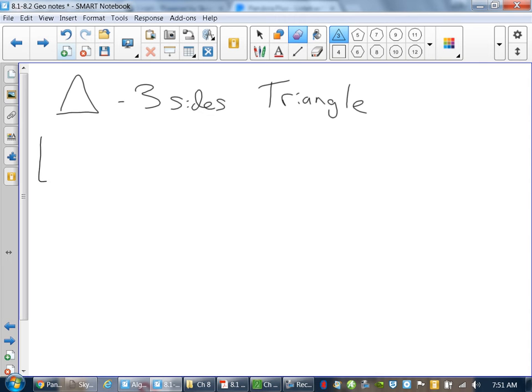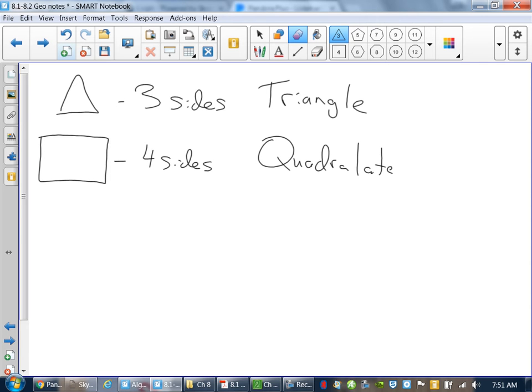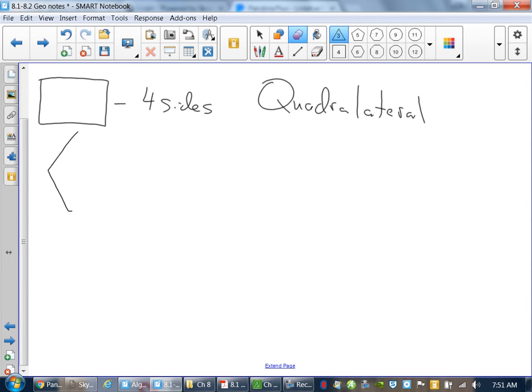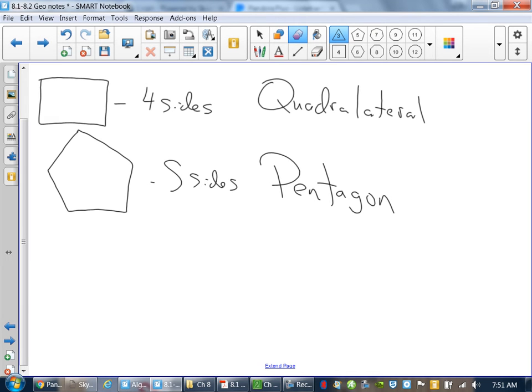And within that, you have kites, parallelograms, rectangles, squares. The famous rhombus is in there. Quadrilateral has four sides. What is a five-sided polygon? In Washington, D.C., there's a building called the Pentagon. So you have five sides, which would be a pentagon.